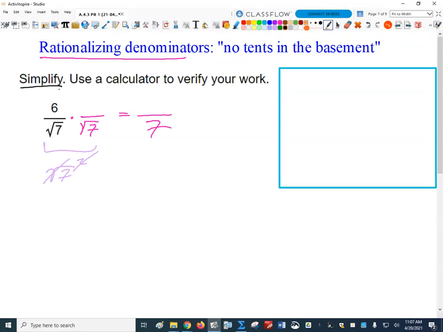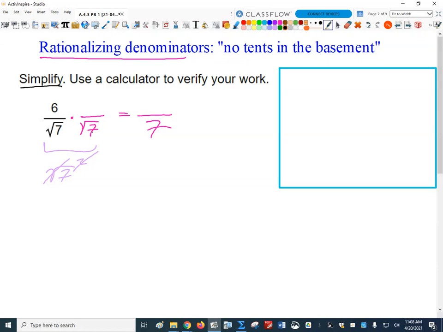Okay, but we're simplifying. When we simplify, we're just supposed to make the answer look simpler, but it's got to have the same value, right? If I were to type my original problem into a calculator, I'd get some wacky decimal, right? I've got to get the same decimal when I'm done with this whole thing. It can't change the answer. So if I'm multiplying the bottom by the square root of 7, how can I make sure that I'm not changing the value of my original expression? Multiply the top by the same thing, right?